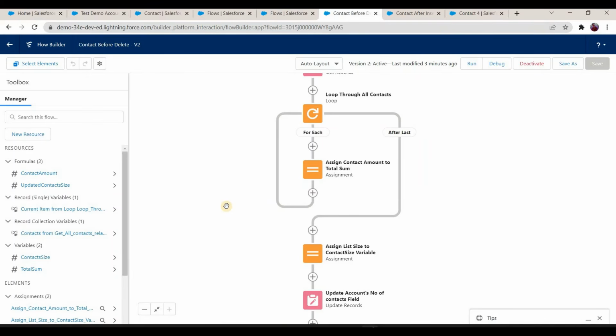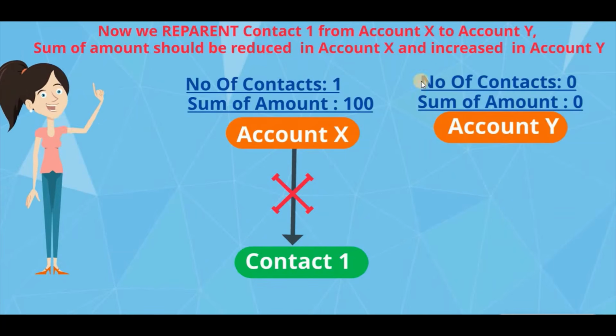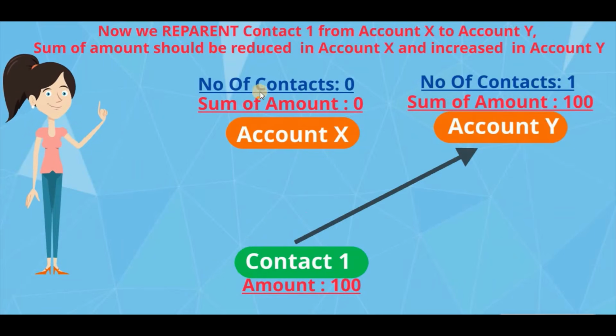Let's move on. Now if we reparent contact 1 from account X to account Y, then the sum of amount should be reduced in account X and has to be incremented in account Y. So let's say currently account X is holding contact 1 and the amount is 100. Now number of contacts will be 1 and sum of amount will be 100. If we reparent this contact to account Y, then the number of contacts will be reduced as per the previous flow, and sum of amount has to be 0 here, and sum of amount in account Y has to be 100 here.